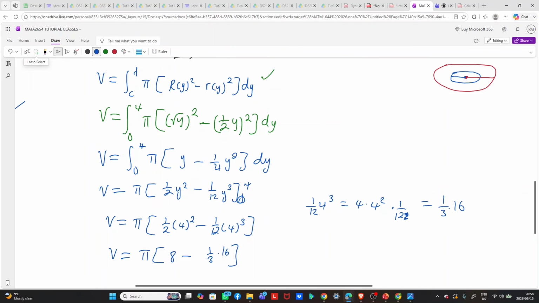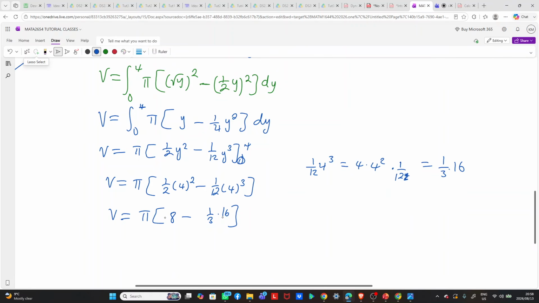Now what is 8 by 3? 8 times 3 is 24. I'm going to multiply this guy by 3 over 3 because I want it to have the same denominator as that one. So therefore my volume will be defined by pi into 24 minus 16 over 3. Then we get what? What is 24 minus 16? We get 8 over 3 pi.